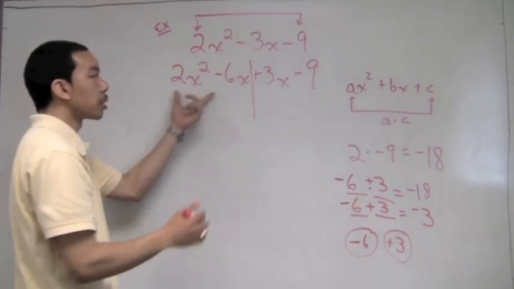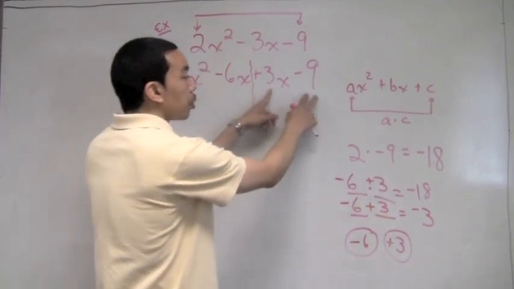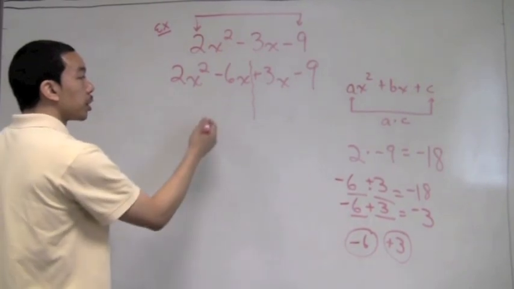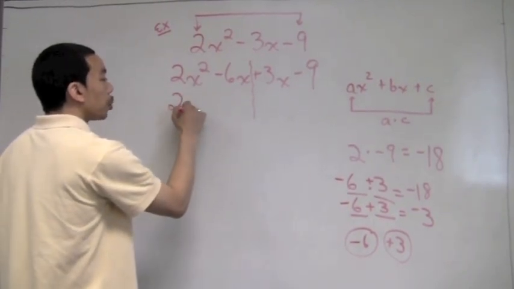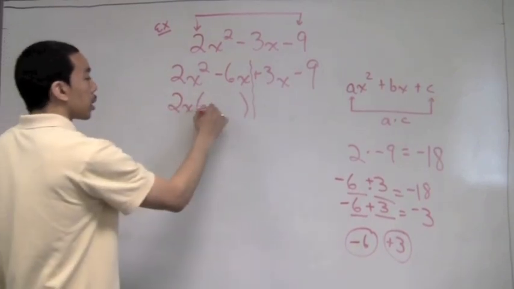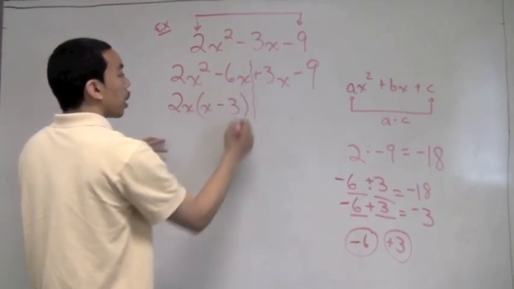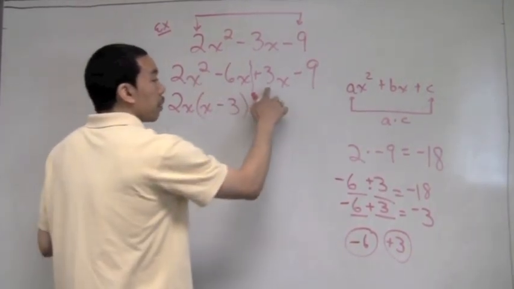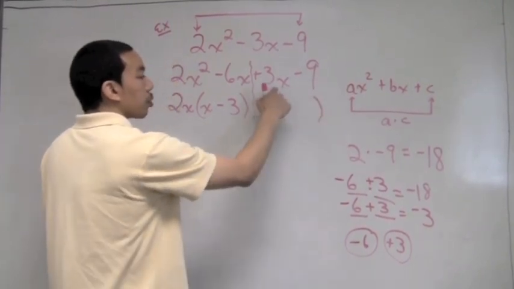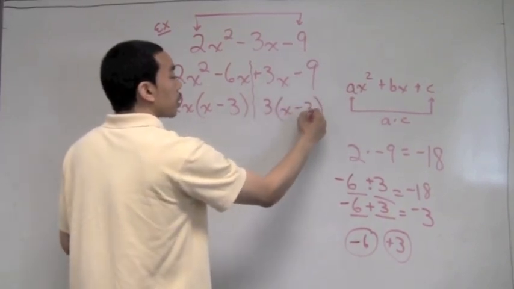So I'll group the first 2 terms together. I group these together because they both have a GCF of 2 and they have x's in common. I group the second 2 together because they both have a GCF of 3. So as I factor by GCF, the GCF is 2x. 2x goes into 2x squared, x times. 2x goes into negative 6x, negative 3 times. The GCF of 3x and negative 9 is 3. 3 goes into 3x, x times. 3 goes into negative 9, negative 3 times.